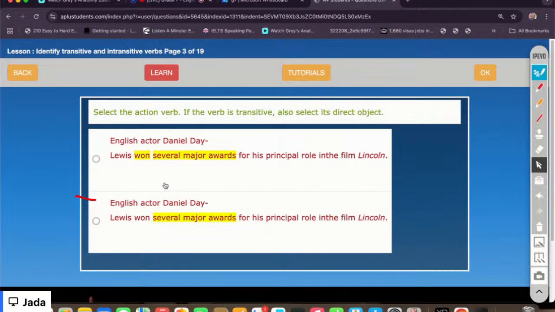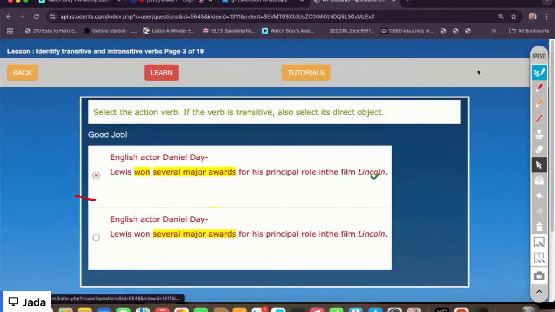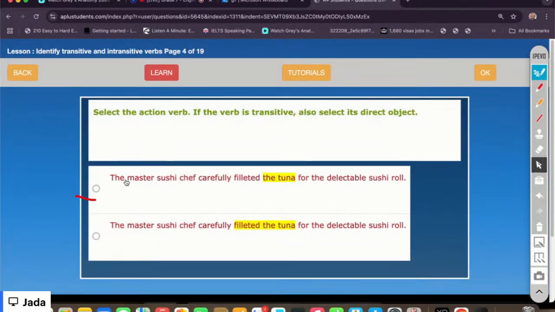Okay, so: English author Daniel Day Lewis won several major awards for his principal role in the film Lincoln. So, what is the right one here? One, because one is an action verb, it has an action there, and a direct object as well.